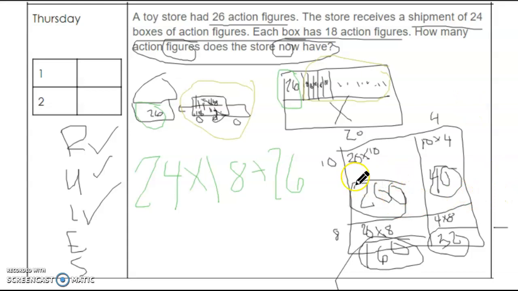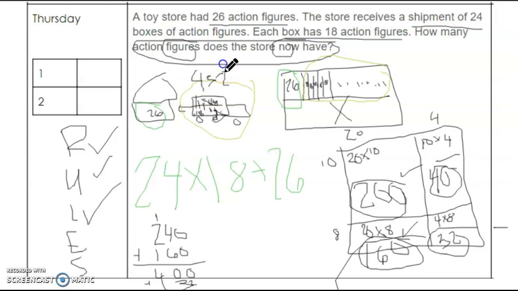Okay, so we're going to do 200 plus 40. That's 240. So I got these two, plus 160. 0 plus 0 is 0. 4 plus 6 is 10. 2 plus 1 is 3, plus 1 is 4, so that's 400. Plus 32. 432. So our shipment that arrived had 432 action figures.